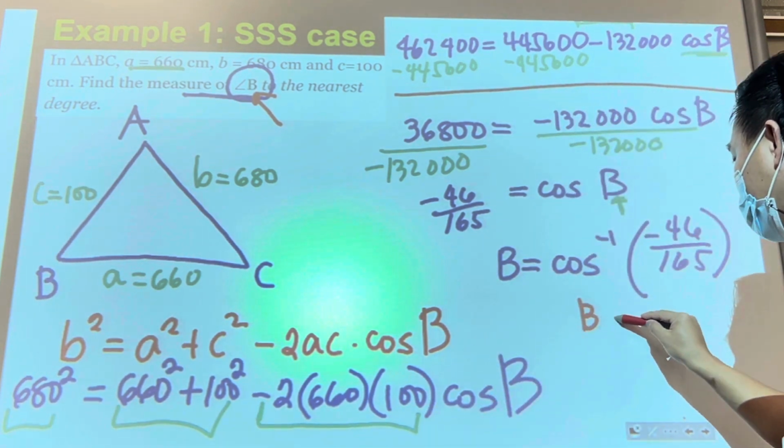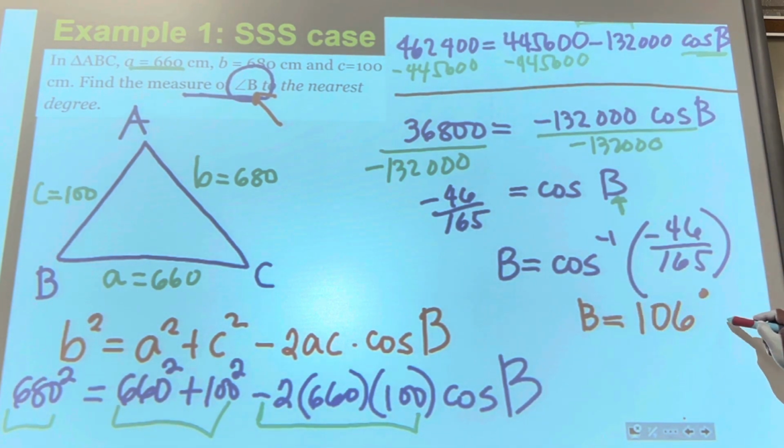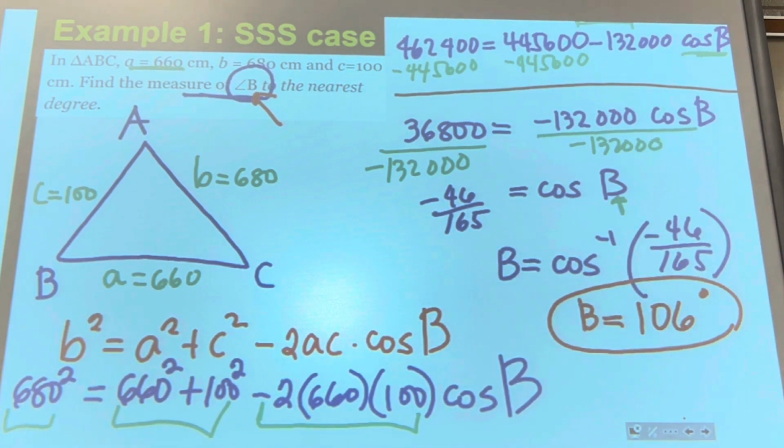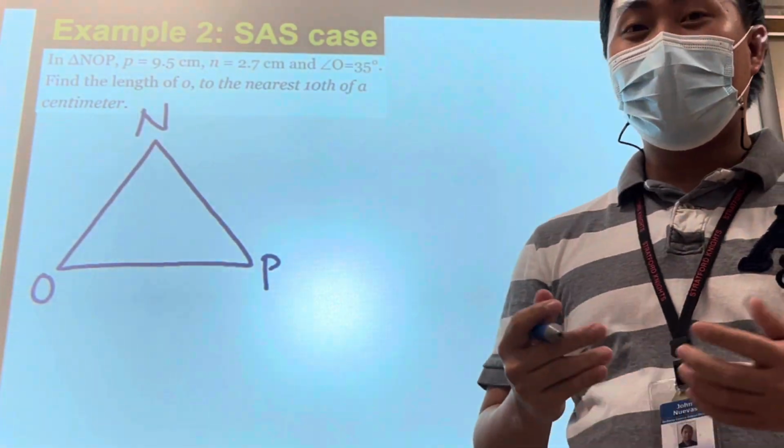So that gives us what value of B? The value here is 106 degrees. Fascinating. And that's the angle. Yes. Second example is for the SAS case.